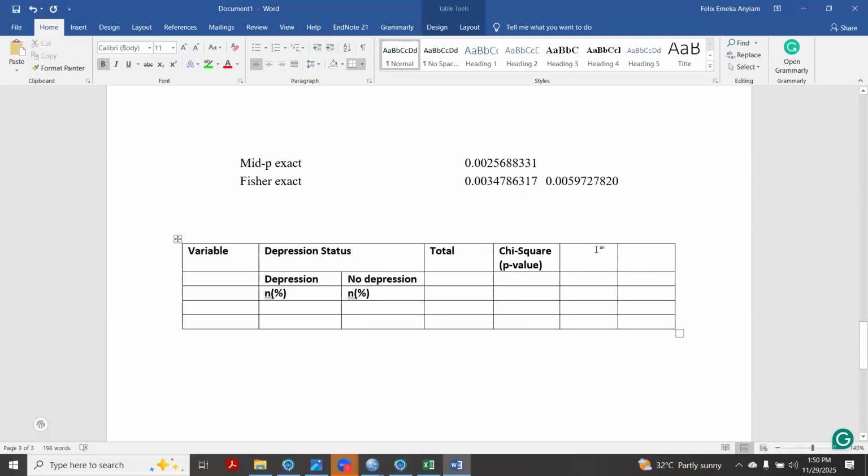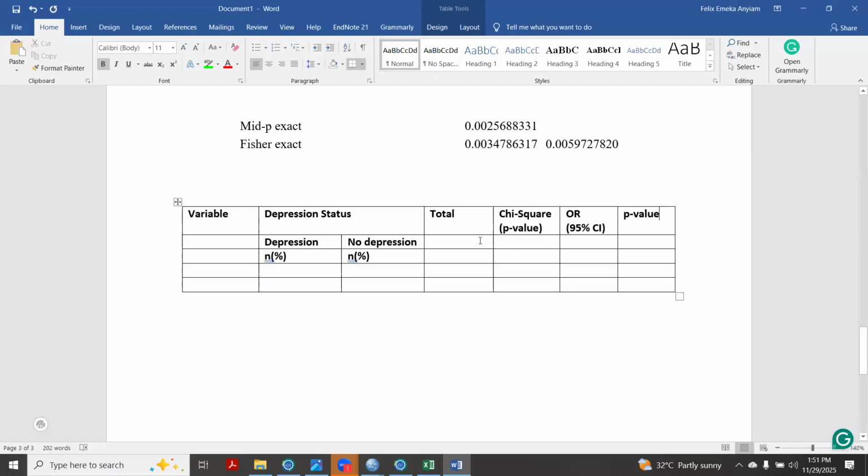Then here, let's assume it's a cross-sectional study. I'll have my odds ratio, then you will have your 95% confidence interval. Then you will now have the p-value, which is the same p-value. Okay? Or I think it's okay this way. Yeah. All right. So let me centralize everything.